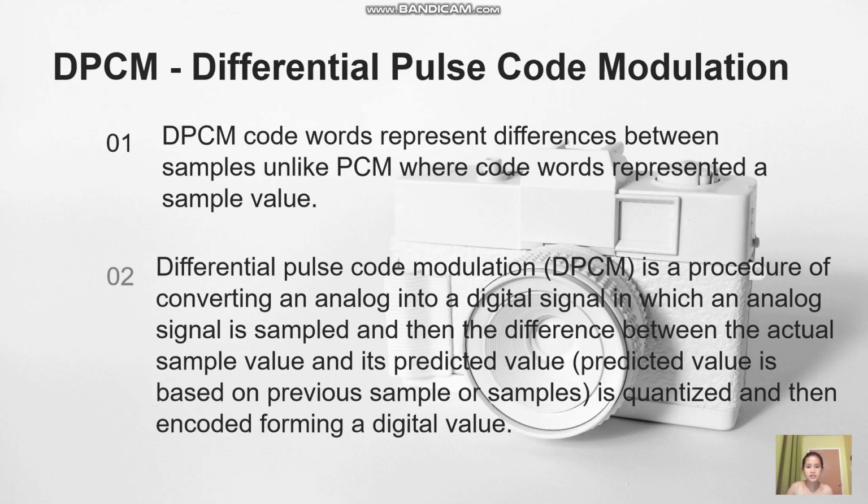Also, what is differential pulse code modulation? It is where code words represent differences between samples, unlike PCM, where code words represent sample values. It's also a procedure of converting an analog into a digital signal in which an analog signal is sampled, and then the difference between the actual sample value and its predicted value is quantized and then encoded, forming a digital value.